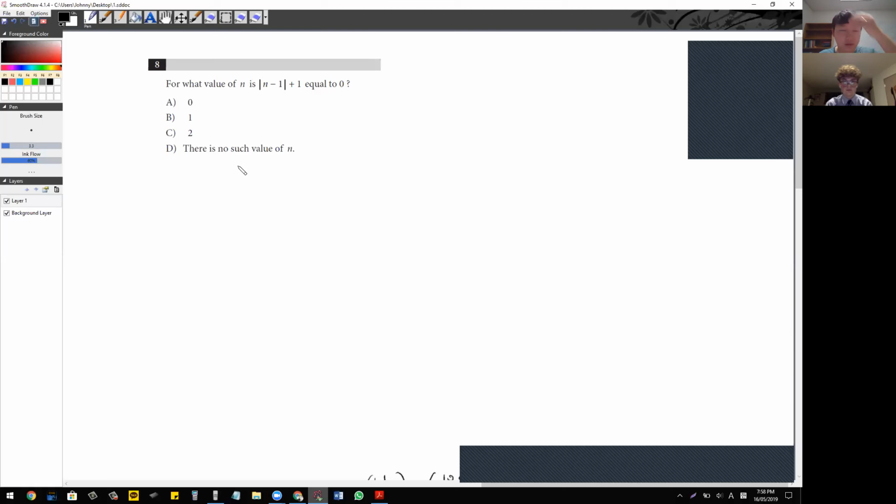Let's try this one now. For what value of n is this plus 1 equal to 0? Wait, do the bars mean absolute value? Absolute value. So for example, if you have an absolute value of 3, the answer is 3. If you have absolute value of -3, the answer is 3. If you have absolute value of 0, you have 0. So whatever you put in there, it comes out positive or 0.